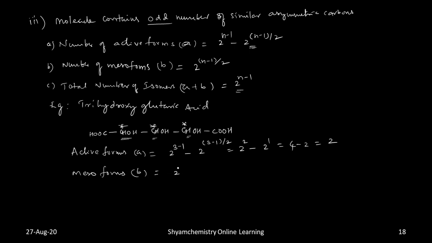2 to the power of n minus 1 divided by 2. Here n is equal to how much? 3, the number of asymmetric or chiral carbons. So 2 to the power of 3 minus 1, that is 2 by 2, equals 1. Here it is 2.